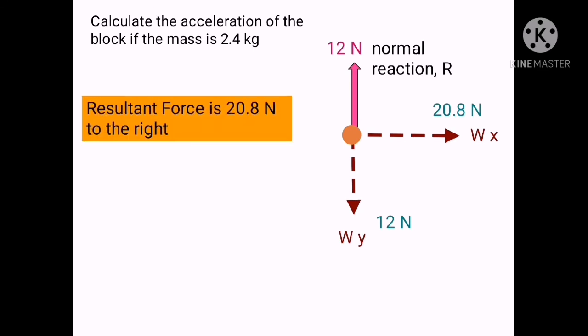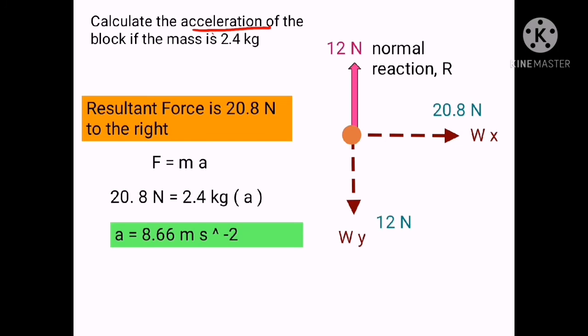Okay, so now we're going to calculate the acceleration of the block if the mass is 2.4 kg. Again, we're going to apply the formula F equals ma. Substitute F, substitute m. So your a is equal to 8.66 meter per second square. Meaning my block is going to accelerate to the right with an acceleration of 8.66 meter per second square.